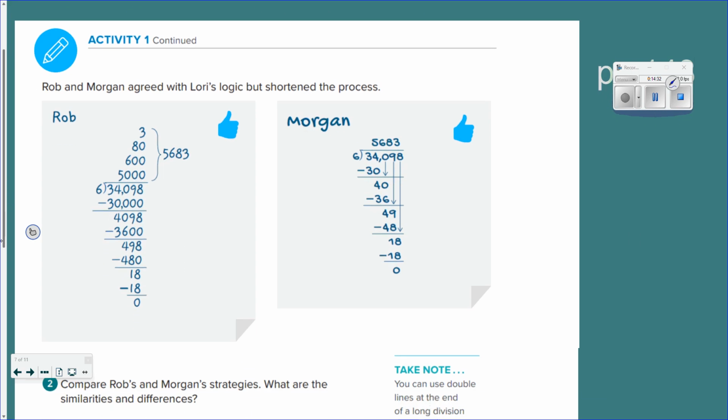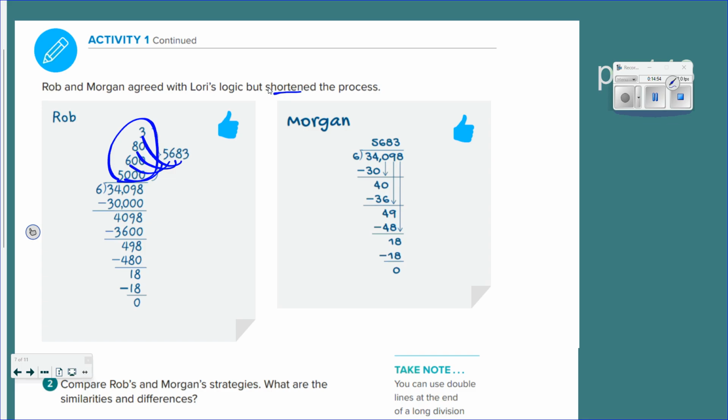They shorten the process. So you can see with Rob, instead of having to add all of them up, he's like, oh, they're all different place values, so I can just make this 5,683. That's really the only difference between his strategy and what the first one was.